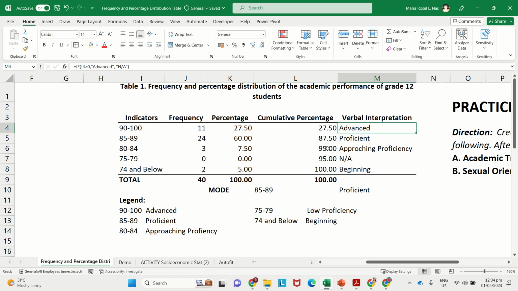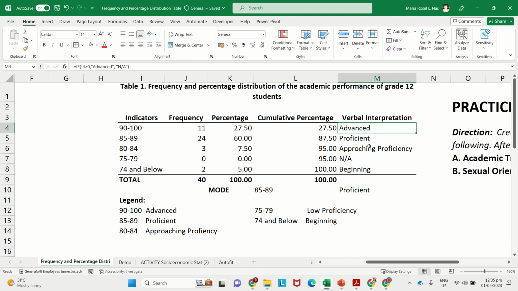So here, if there is a frequency, if there are respondents that respond to this indicator, then we need to add the verbal interpretation. If for example there are 0 respondents, for example here, which has a grade of 75 to 79, then we just need to add here not applicable. So therefore we have advanced students, proficient students, approaching students, and we also have beginning students, but we don't have low proficiency students.